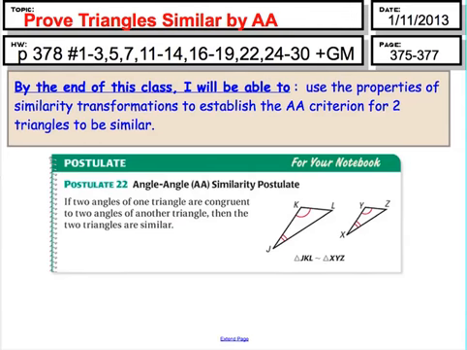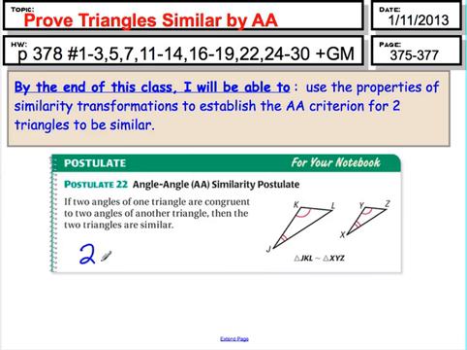Typically, when we talk about AA, the idea here is that we're going to be looking at the angle-angle similarity postulate and really how that relates with everything that we've been looking at. So basically what this says is if two angles of one triangle are congruent to two angles of another triangle, then the two triangles are similar.